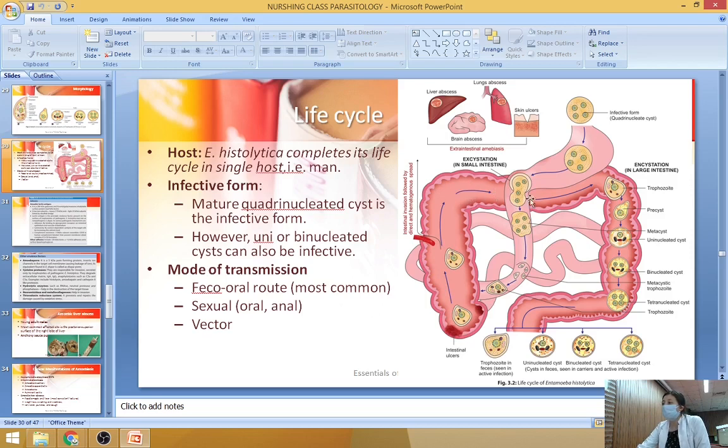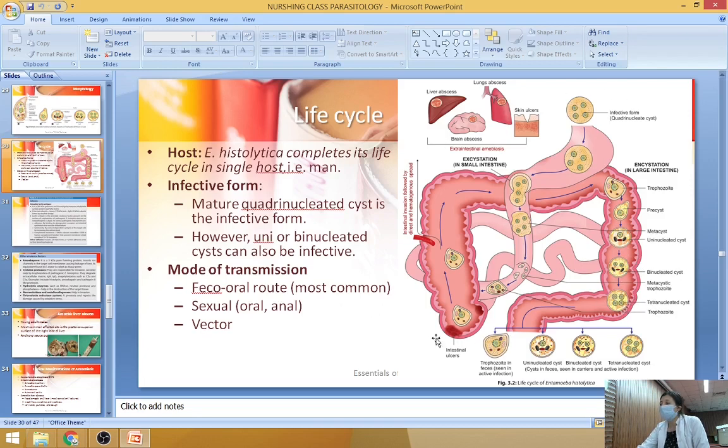From the small intestine, they will go to the large intestine. This is the mature trophozoite. Then after this, what will they do? They will change into precyst, and pseudopodia formation will be there. Then they will give rise to the uninucleated cyst, only one nucleus. Then they give rise to binucleate, and then again to tetranucleate. And the cycle will continue like this.